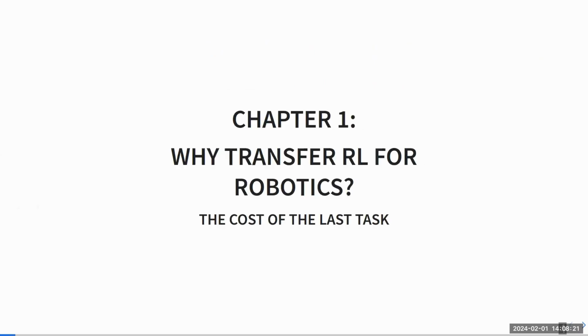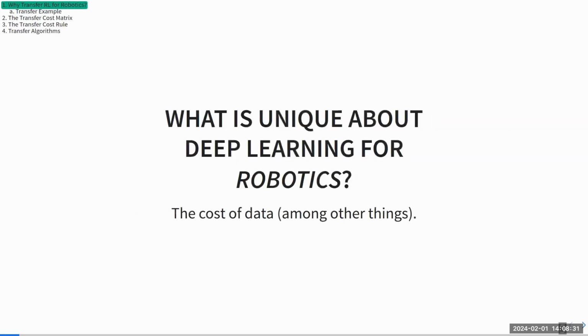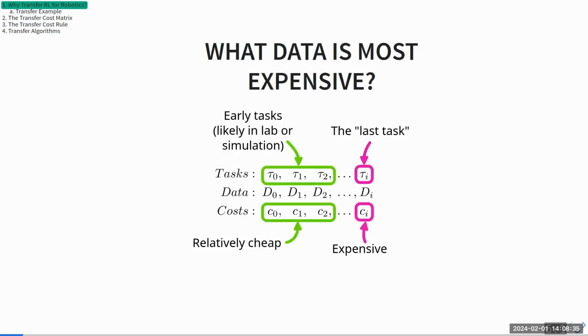So the first thing I want to start with is a brief motivation of why we should care about transfer learning in robotics. And the motivation I'm going to explore is the cost of learning the last task. In particular, the cost of the data for learning the last task. So if you think of a robot, you want it to do potentially more than one thing. Some of those things you might have foreseen early, and you have a simulator, and you can easily collect data about that task. And so the cost of that data is relatively cheap.